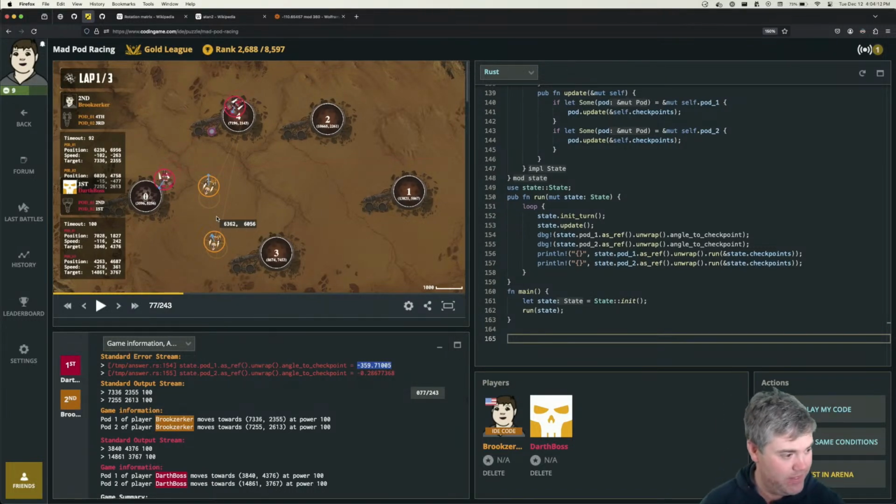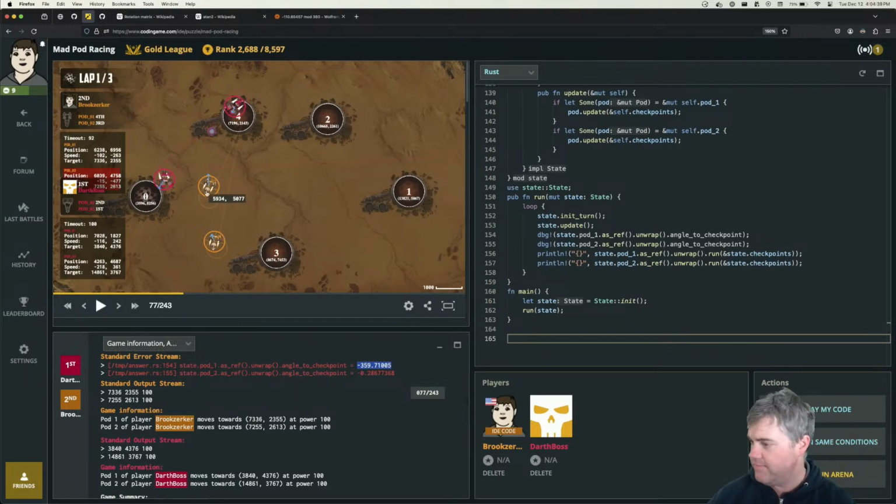That's learning. We calculated a vector before we left, didn't we? Yeah, so we calculated the vector. So we have the vector from here. Yeah, we have this vector right here, and then we're using arctan 2 to get the angle.